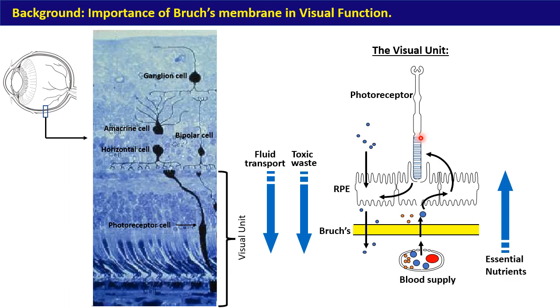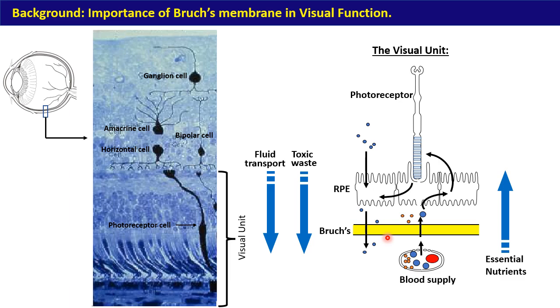Photoreceptors require a lot of energy and obtain their nutrients from the blood supply by way of Bruch's membrane and the RPE. Similarly, highly toxic products generated in the photoreceptors and RPE are removed in the opposite direction. The retina also produces a lot of fluids that must be removed across Bruch's membrane. As long as the transport systems in Bruch's remain viable, the photoreceptor remains in a healthy state.